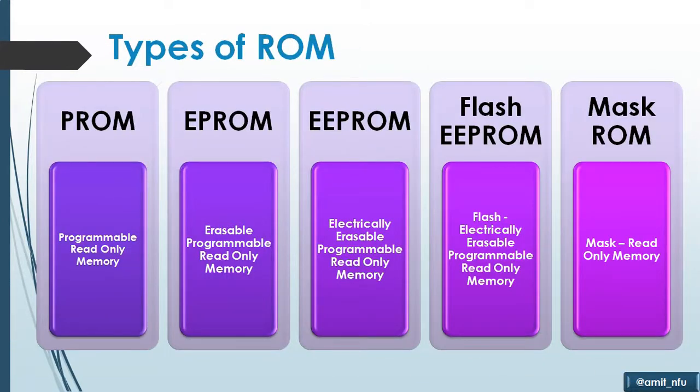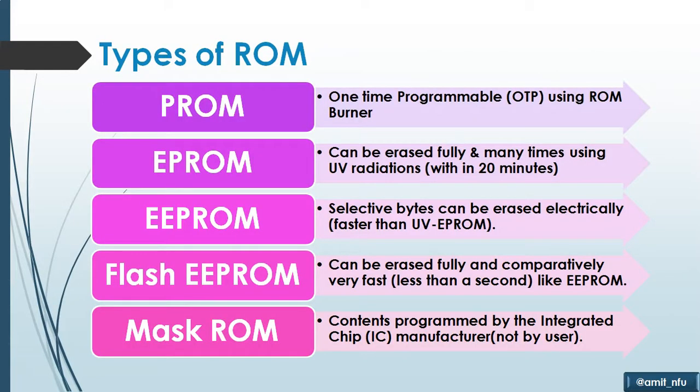Now we'll talk about the types of ROM. These are programmable read-only memory, erasable programmable read-only memory, electrically erasable programmable read-only memory, flash EEPROM, and mask ROM. We'll understand them. Now PROM is one-time programmable by the users.